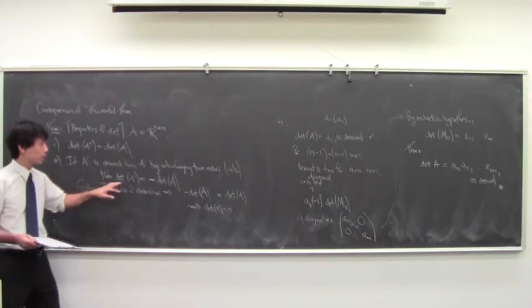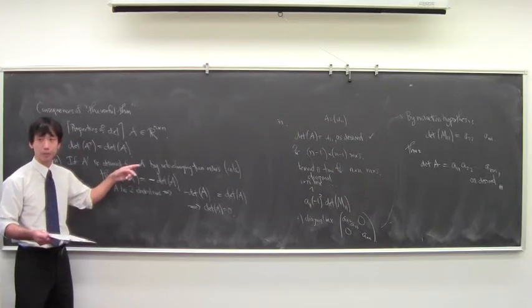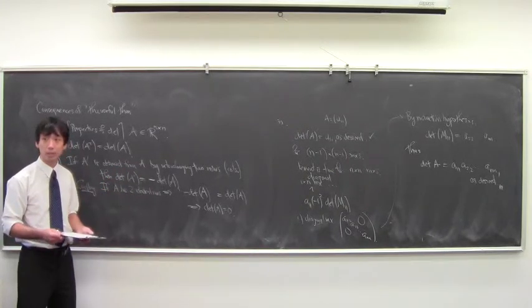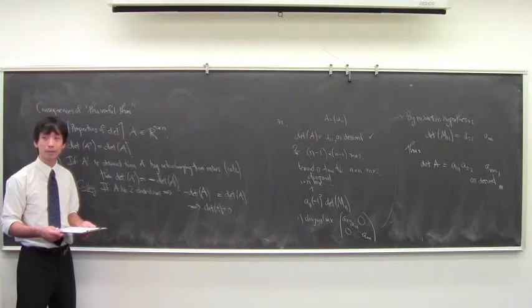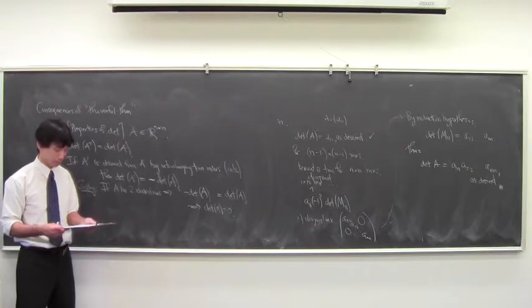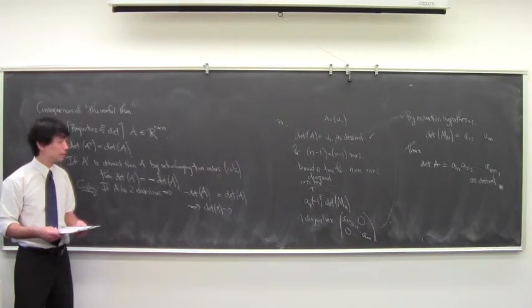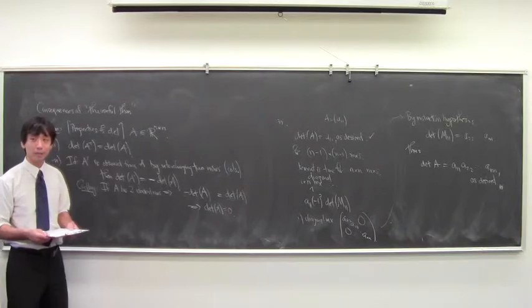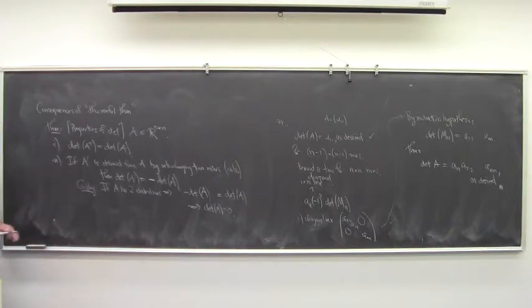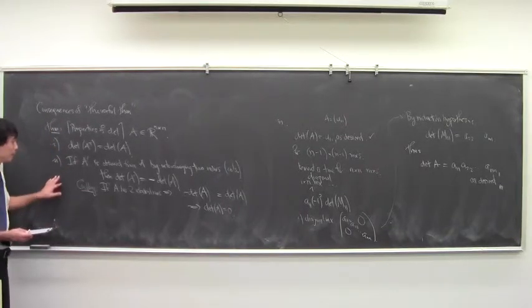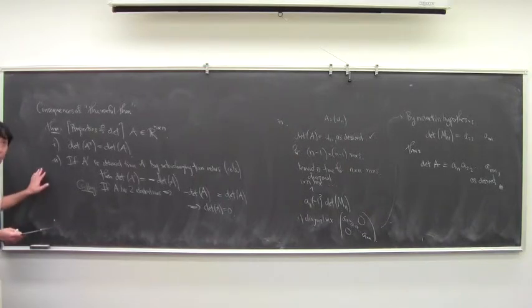Because if you switch two rows, you reverse the sign of the determinant. Does the negative come from the -1 to the i plus j in the definition? Is that where the negative comes from in the determinant of A prime? Yeah, it does. We'll see exactly how it does, but yes, basically. We'll see it in a second.